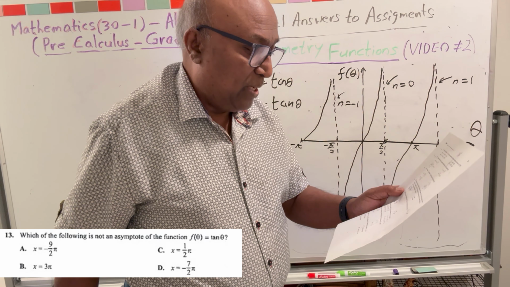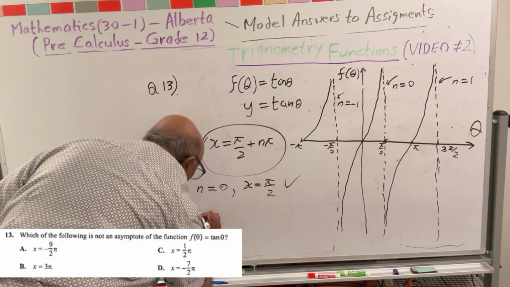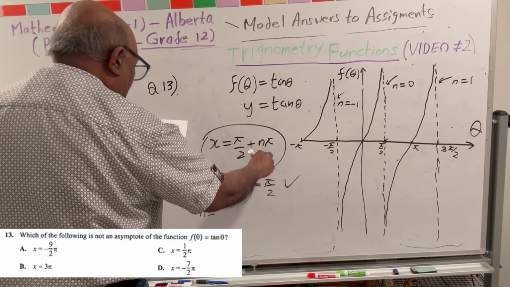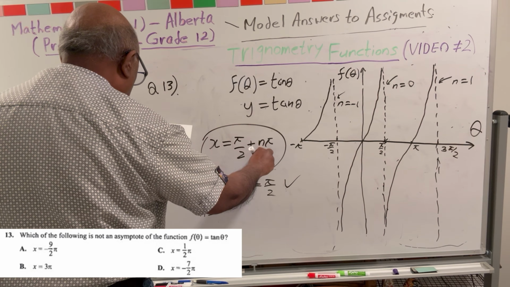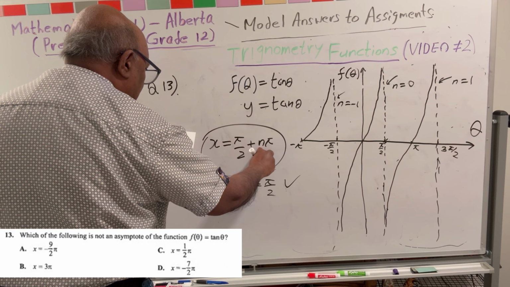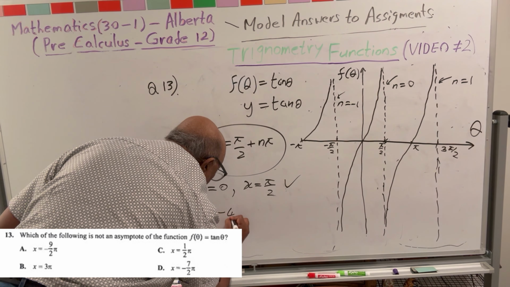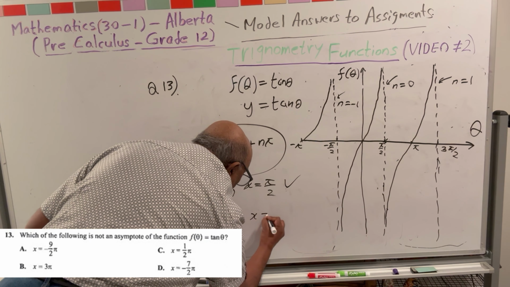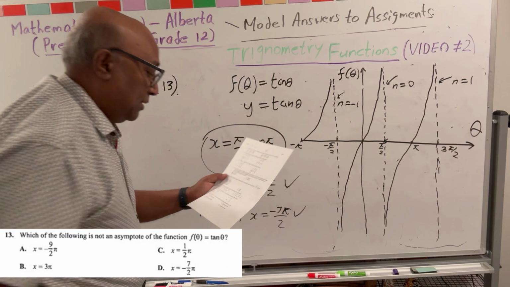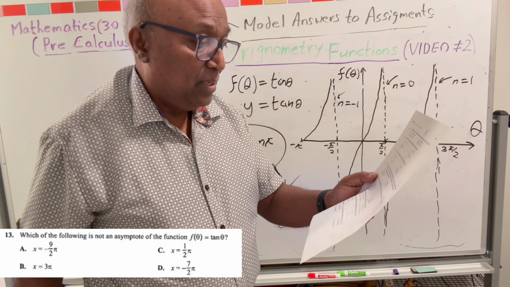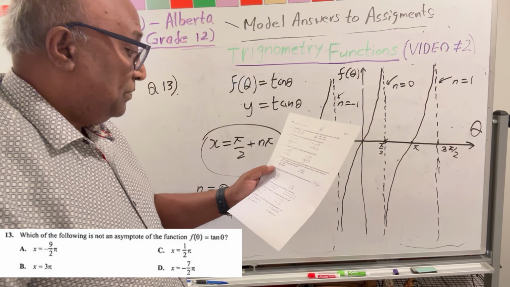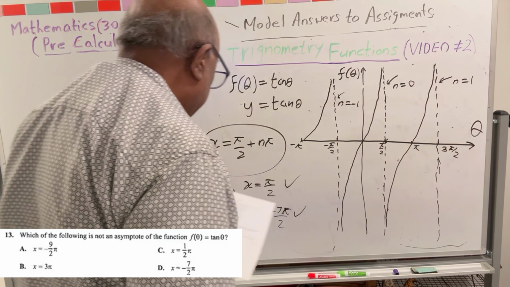Let's try with negative values now. When you put n equals negative 2 or negative 3, that is also not there. Try with negative 4. You get negative 7.5 pi upon 2. That is also yes. That is also included in the answer. That means C is right, D is right. What about A?